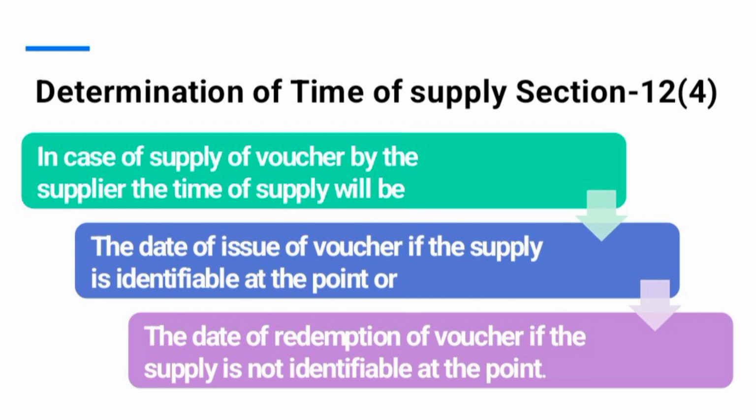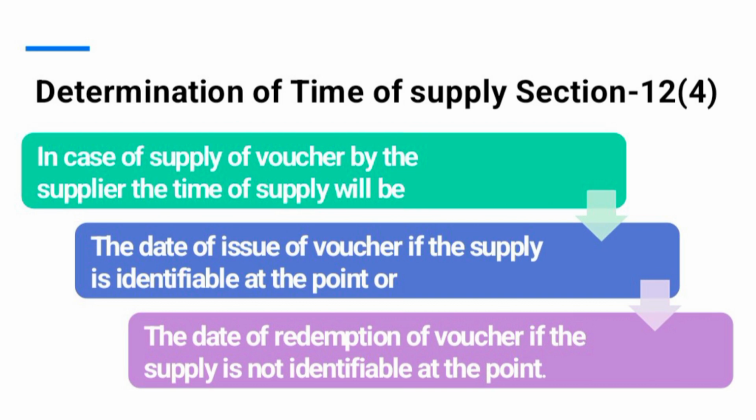If the description is not identified in the voucher, that means the supplier gives you a voucher worth 5,000, and you will redeem it in any store for purchase of clothes. You may buy for your kids, for yourself, any kurta, dress, jeans, anything else. That means a specific item is not described here. When the specific item is not described, the time of supply will be the date of redemption of the voucher. Supply is not identifiable at that point.